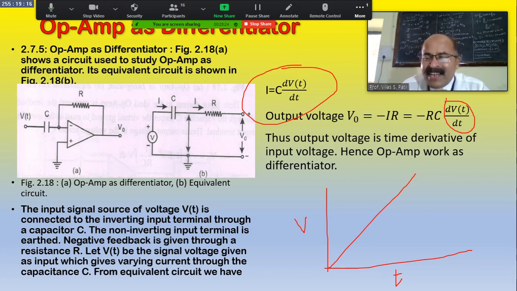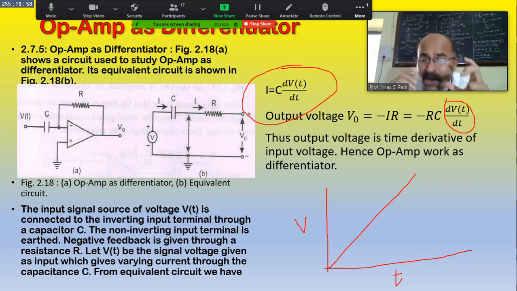साइनचं कॉसचं, मायनस साइन, such a type. In this way in mathematical way we are taking the differentiation of the signal V(t). सिग्नल जो आहे आउटपुटला मला जो V0 मिळेल तो आउटपुटला V0 असणार आहे, तो काय असणार आहे? मायनस R C इंटू dV(t) divided by dt. That is here we are going to perform the differentiation of the input signal. Thus the output voltage is the time derivative of the input voltage.